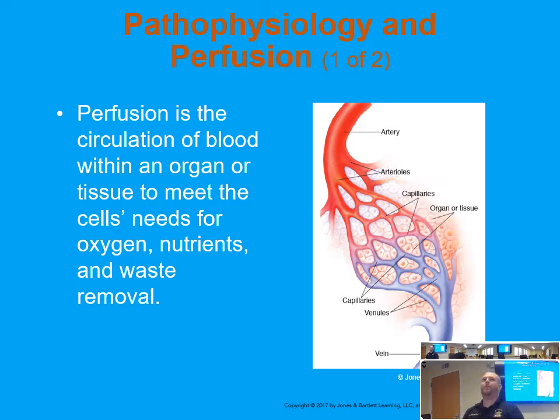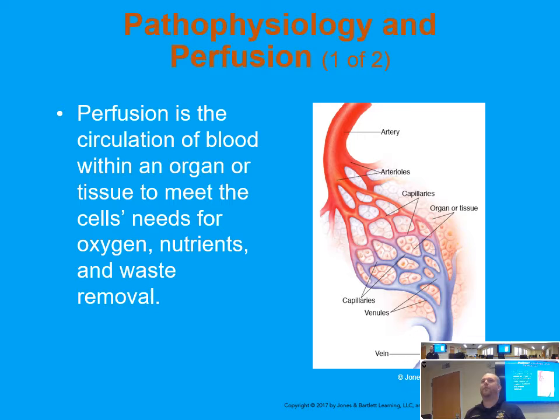Pathophysiology and perfusion. Perfusion is the circulation of blood within an organ or tissue to meet the cell's needs for oxygen, nutrients, and waste removal. Remember we talked about this story about going to Wegmans but never taking out the trash? Well, the arterial system basically is you going to Wegmans, getting your oxygen and nutrients. You go outside to get oxygen. You go into Wegmans to get food and nutrients. You bring them home. But eventually you'll have to take out the garbage.